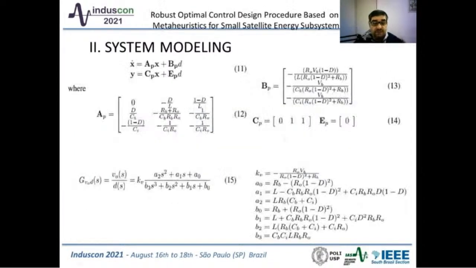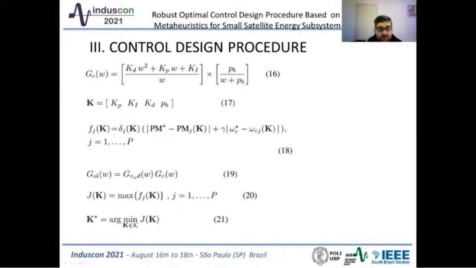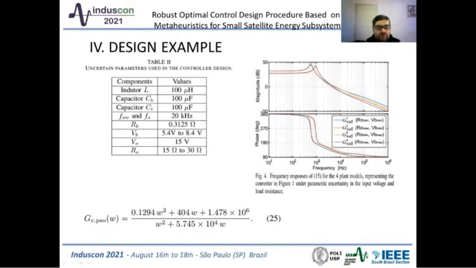The average state space model can be converted into a transfer function, equation 15. The controller to be used here is a PID with an additional pole, given in the w domain by equation 16. Among several design criteria for PID design, here two indices in the frequency domain are chosen: a desired value for the crossover frequency and a desired value for the phase margin. For a robust control design example, the converter is considered here with uncertain parameters, given in Table 2.